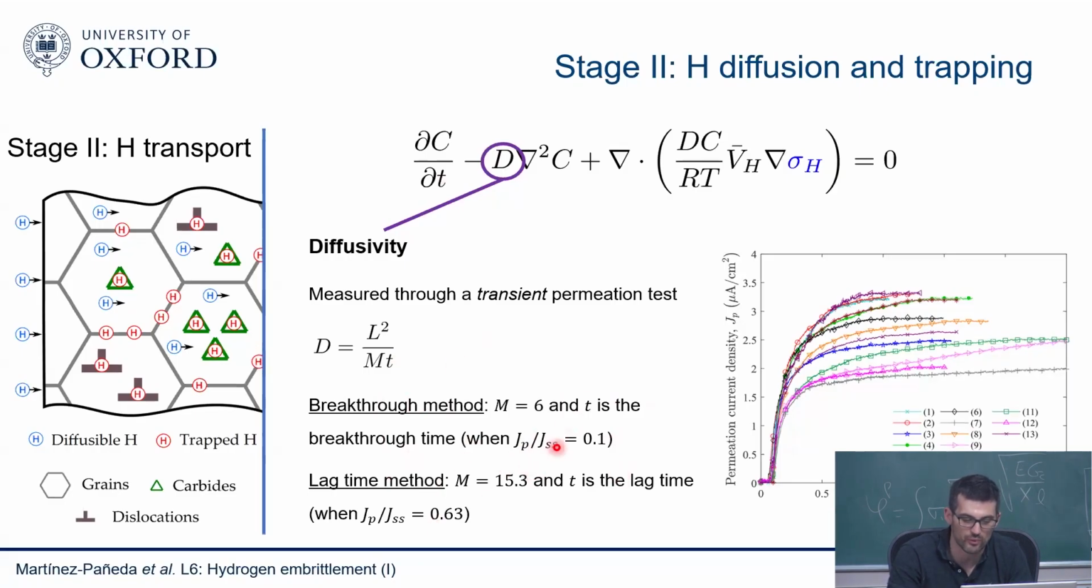N is 15.3, and T is the lag time, which is basically when the permeation current is 0.63 times the steady state current. So it's okay, but it comes with a lot of scatter.